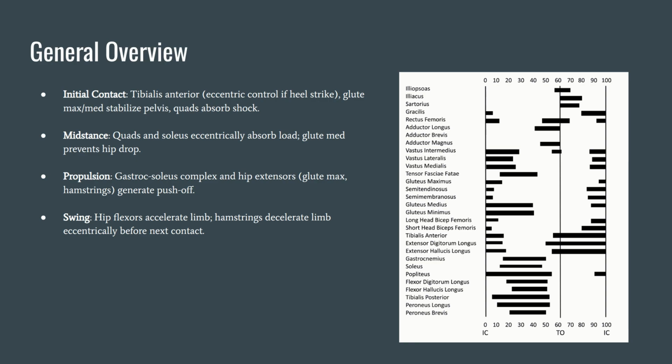This table reinforces phase-specific function. Glute max fires late swing into stance to decelerate hip flexion. Hamstrings eccentrically control the tibia in late swing. Quadriceps manage early stance shock absorption. And gastroc soleus dominate mid to late stance propulsion. This should guide both strengthening and timing-based interventions.